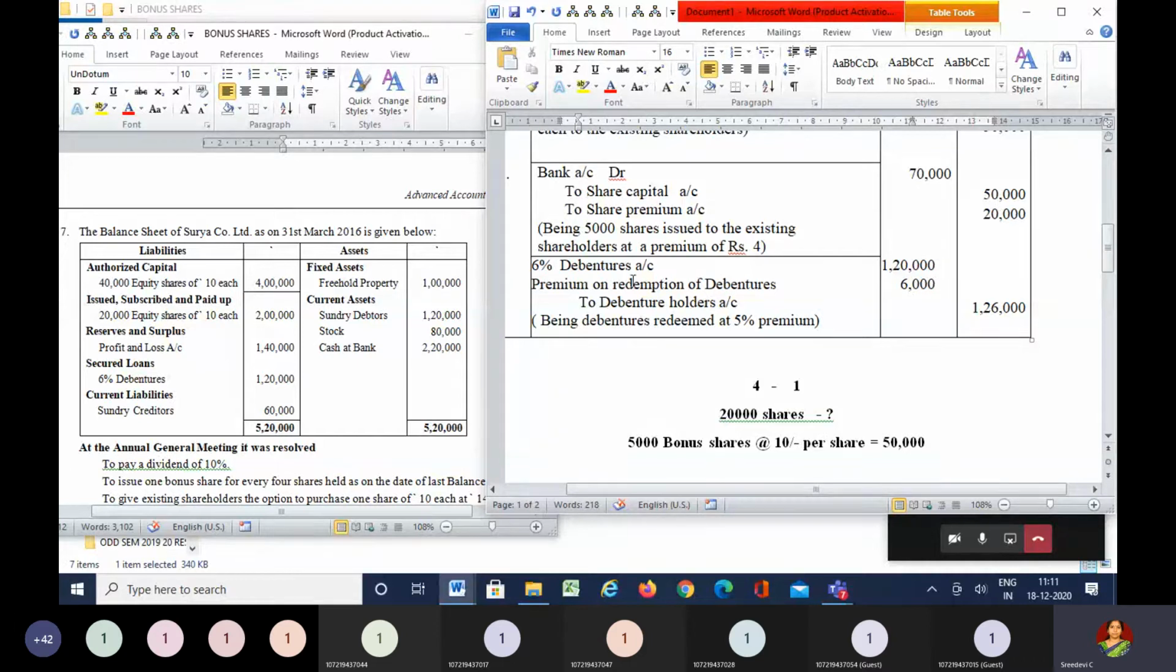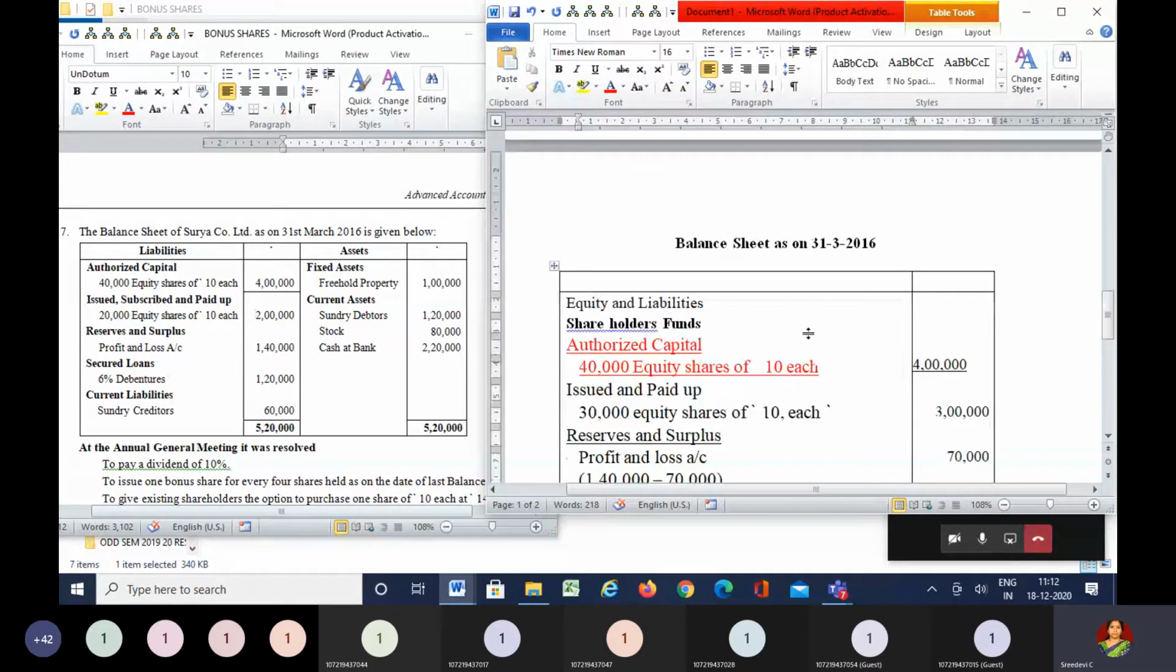But on the redemption also there was a loss to the extent of 6,000. So while showing these amounts in the balance sheet, you cannot show the loss on redemption. This can also be called loss on redemption of the debentures. So loss cannot be shown on the assets side, and similarly the premium cannot be shown on the liability side. So instead of showing two different accounts on either side of the balance sheet, the loss can be compensated against the gain. So the share premium account which has a credit balance of 20,000, from this you can write off the premium on redemption of the debentures of 6,000 rupees.